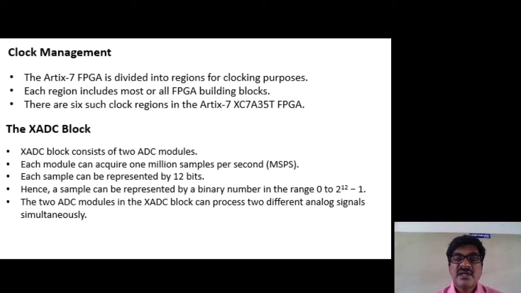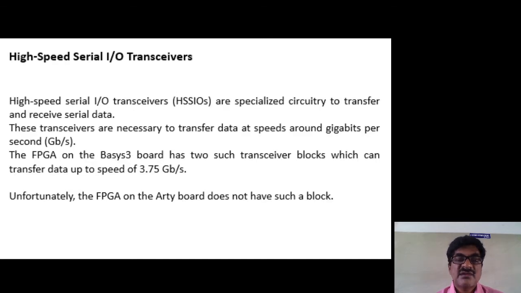And here, in each XADC we have two ADC modules. Each module can handle 1 million samples per second, and each sample is represented by 12 bits. Therefore the range we can represent is 0 to 2 power 12 minus 1. Like that you can take the information of the XADC.